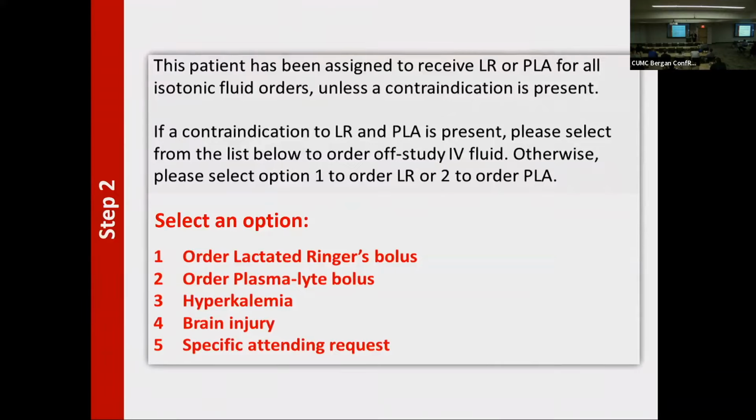We actually have data. People pick hyperkalemia a lot with a potassium of 3.4. And you're like, come on, really? We had those data, we knew, but we didn't push back on it in real time.